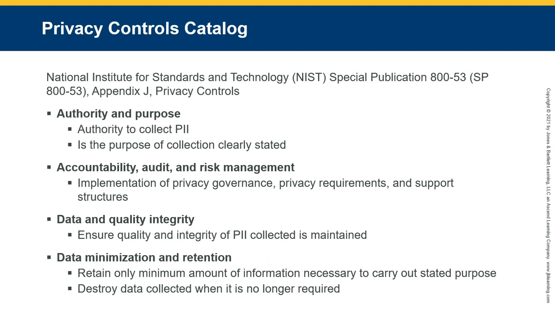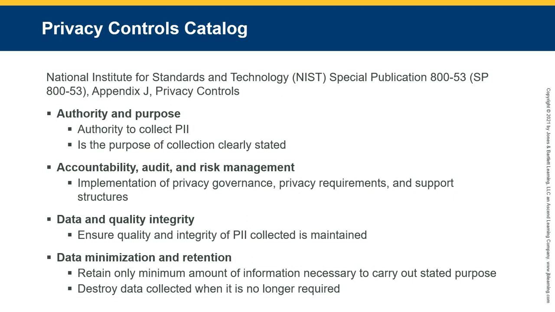Privacy Controls Catalog. National Institute of Standards and Technology, NIST Special Publication 800-53, Appendix J. Authority and Purpose: authority to collect the personal information, and is the purpose of collection clearly stated. Accountability, audit, and risk management: implementation of privacy governance, privacy requirements, and support structures.